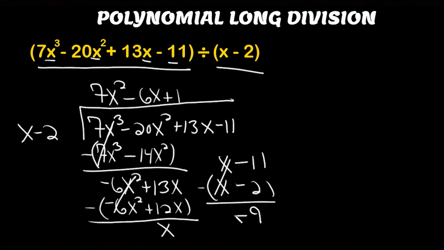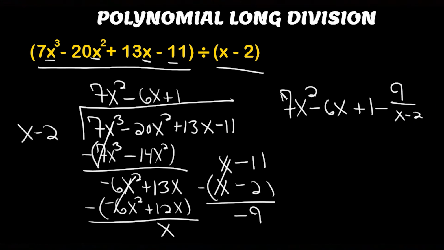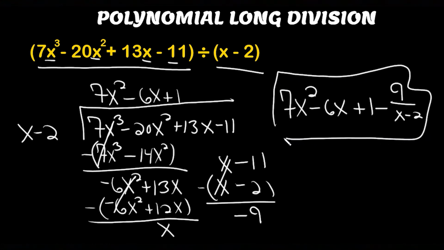We're going to write our quotient, and then we're going to write our remainder over our divisor. So your final answer is the following. 7x squared minus 6x plus 1. And now you have to put your remainder. What is the sign on your remainder? It's negative. So I'm going to put minus here. And then 9 over my divisor, which is x minus 2. Okay, that's done. All right, it looks weird, but that is your final answer.